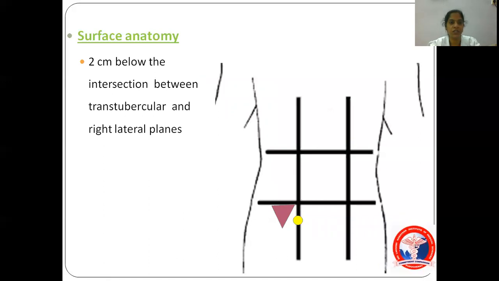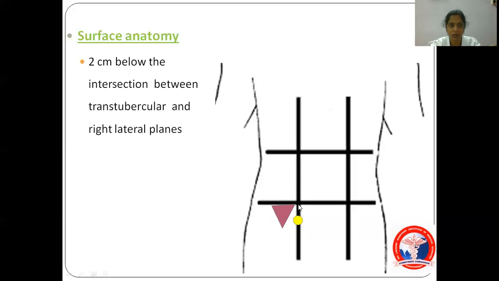Now, what is the location of the appendix? In this one, you already know the quadrants of the abdomen. You know this is the right lateral plane and this is the transtubercular plane. In between the intersection, you can see the right iliac fossa. In that right iliac fossa, what is located? You know that, no? That is the cecum. So this is the location of the cecum.